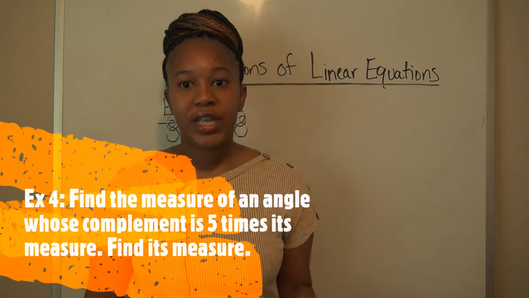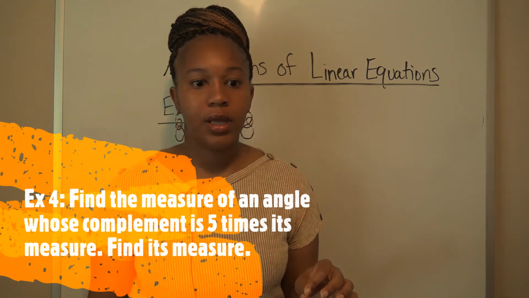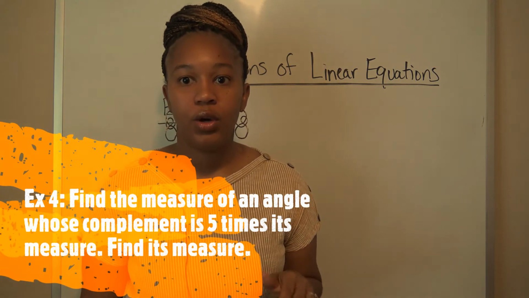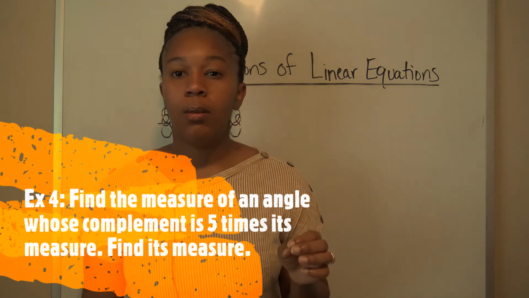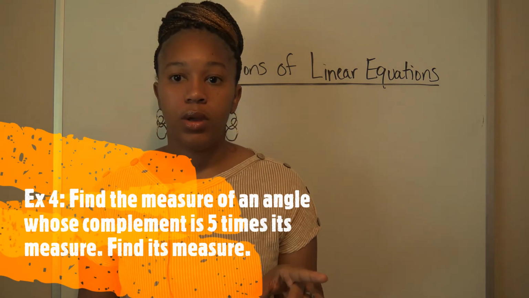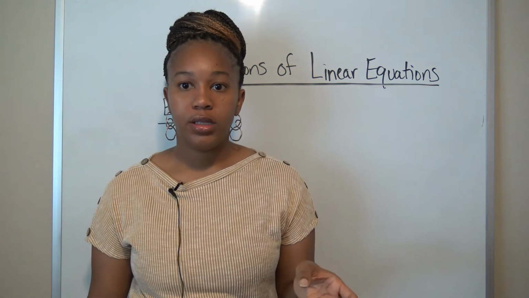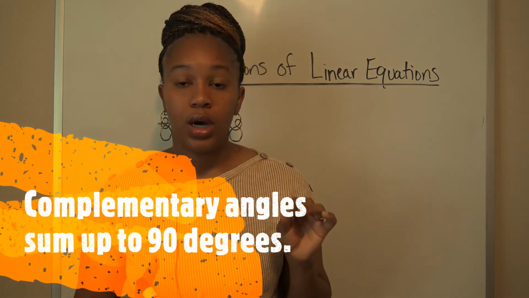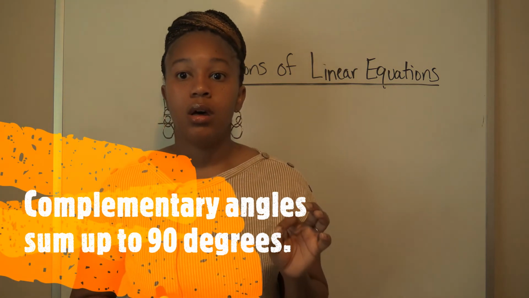Okay, for example 4, we want to find the measure of an angle whose complement is 5 times its measure. So one thing we need to know here is, so we read the problem, we ought to understand what complement means. So complement means you have two angles who add up to 90 degrees. So that's what it means to be complementary angles.